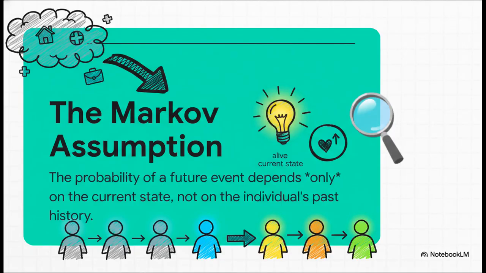The Markov assumption says the model is basically memoryless. It doesn't care if you've run a marathon every day or if you have a risky job. All that matters is your current state. You are alive. It's kind of like a board game. Your next move only depends on the square you're on right now, not all the squares you've landed on before. It's a massive simplification, but it's what makes the model work.